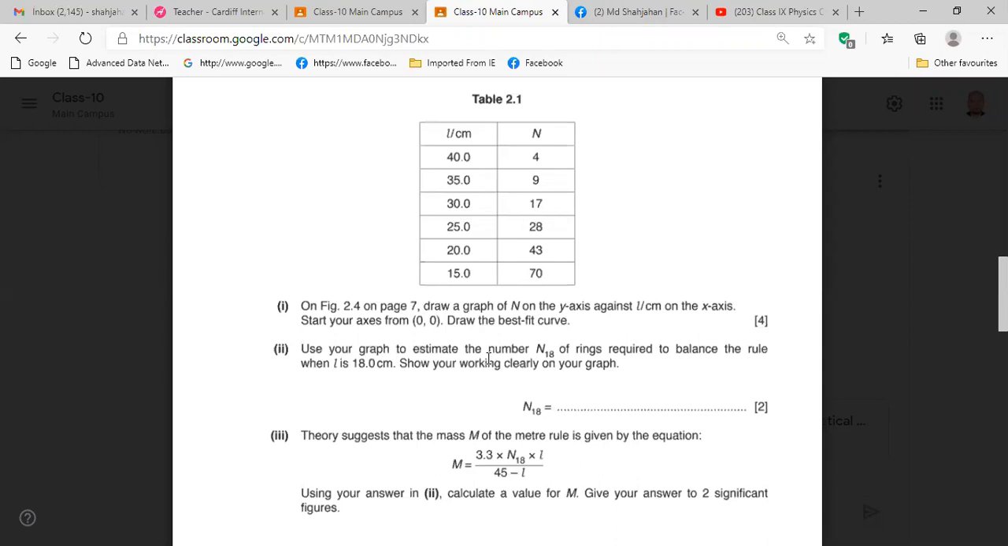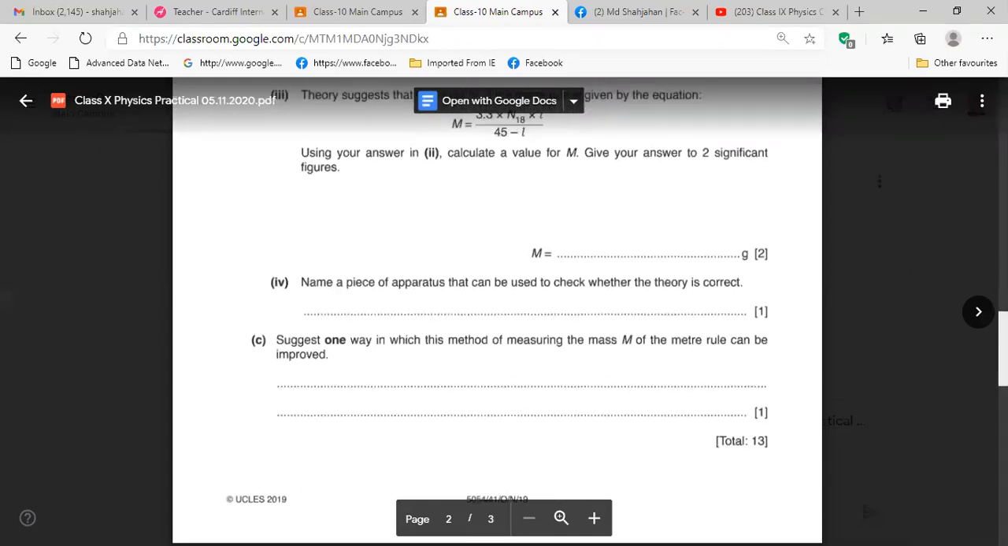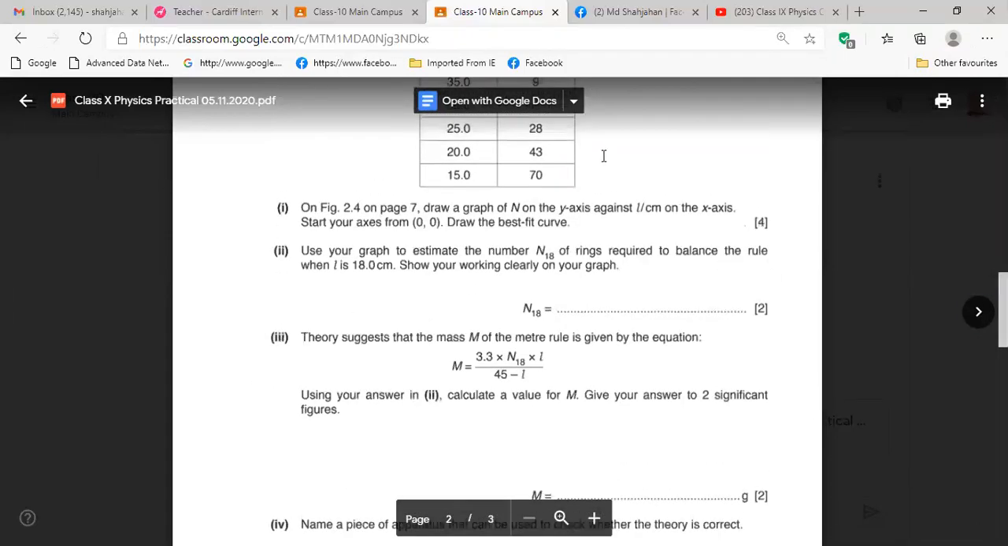This is an easy graph, right? It is somewhat like a half-life graph. Yes, it's like a half-life graph.